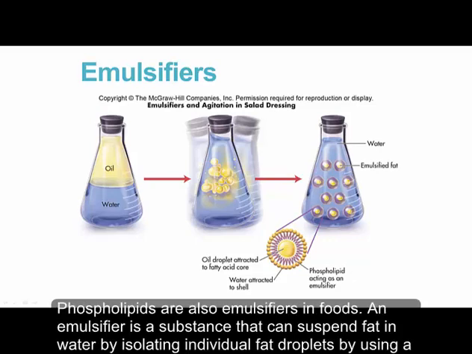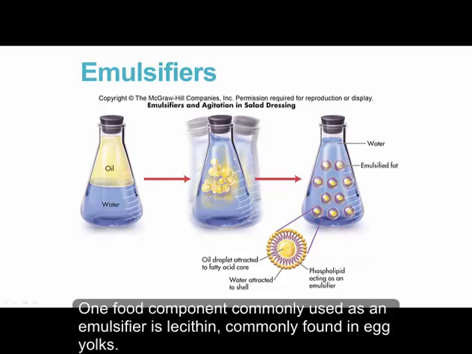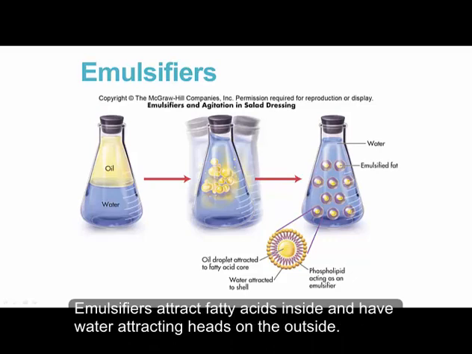Phospholipids are an emulsifier in foods, and an emulsifier is one that can suspend fat in water by using individual fat droplets and creating a shell where water molecules or other substances are attracted, therefore preventing these from coalescing. One food component commonly used as an emulsifier is lecithin, which is commonly found in egg yolks. Emulsifiers in foods are often used in things like salad dressing and other condiments to keep them from separating into layers of fat and water. And emulsifiers attract fatty acids on the inside while having water-attracting heads on the outside.